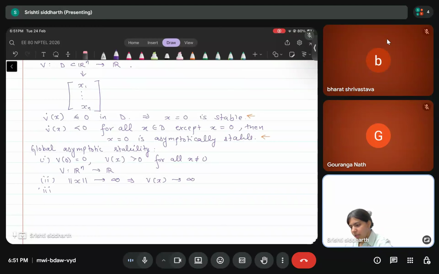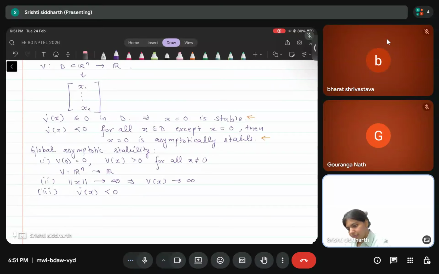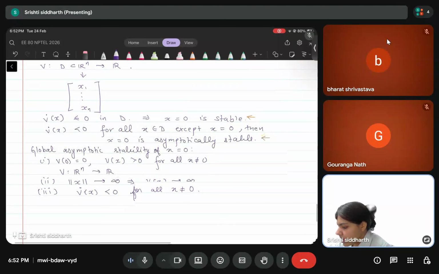And the third condition is that V dot at x should be less than 0 for all non-zero x in Rn. So if all of these three conditions are satisfied, then x equals 0 is globally asymptotically stable. Alright, so let's consider the question.